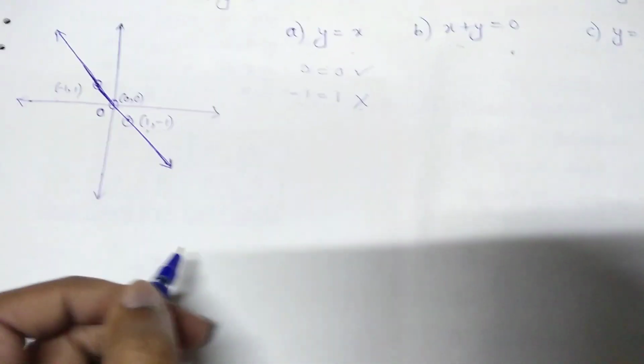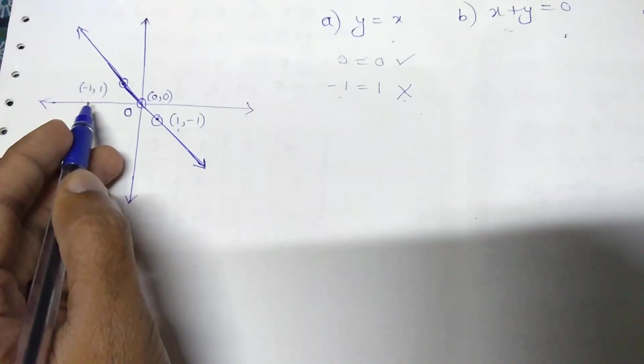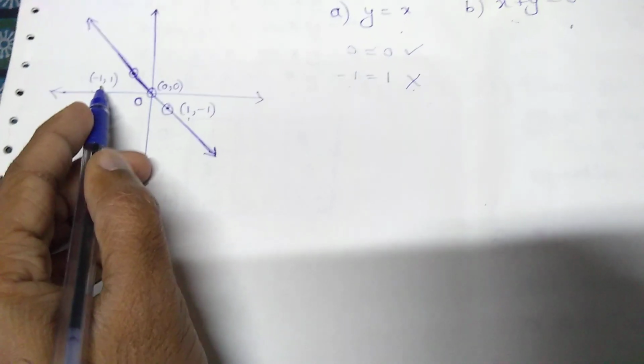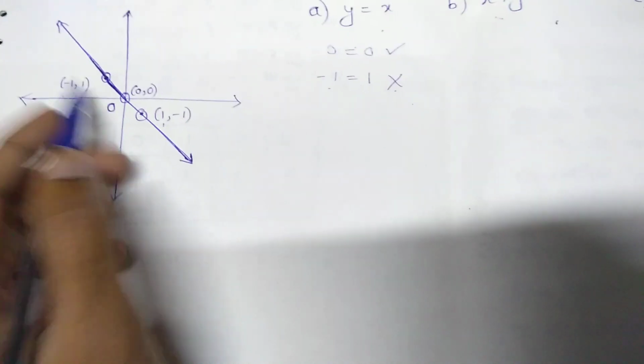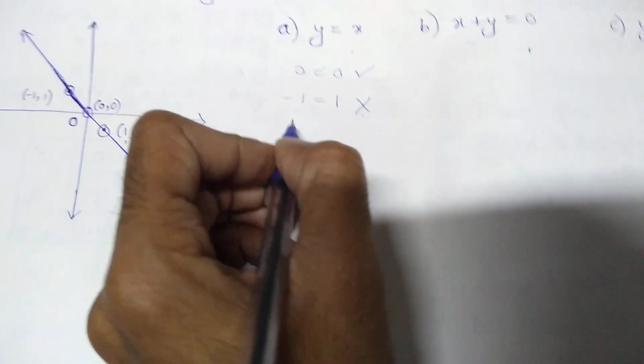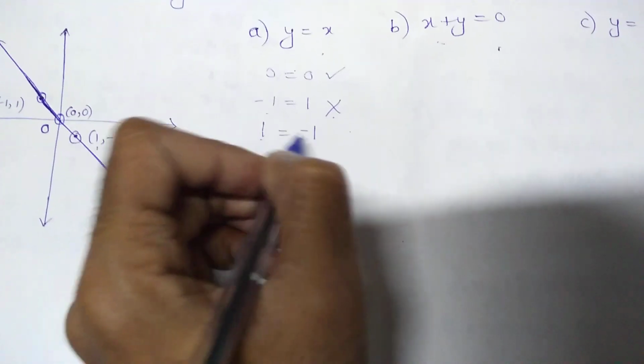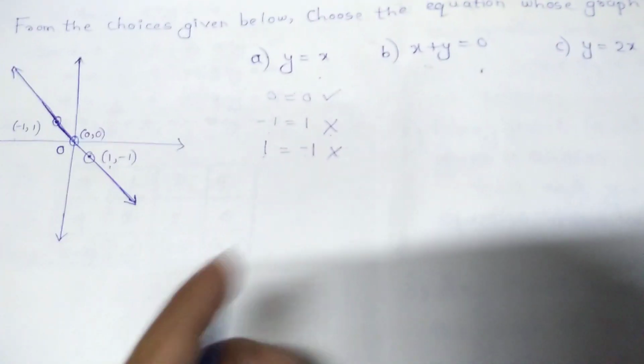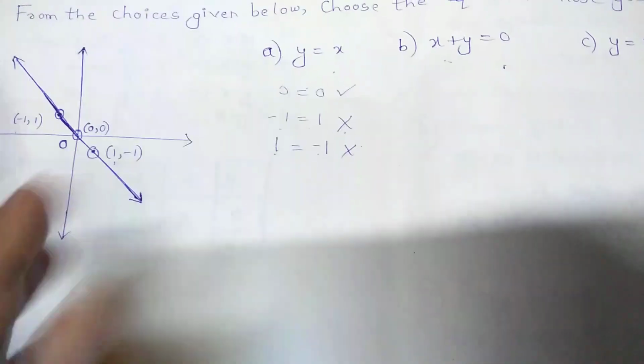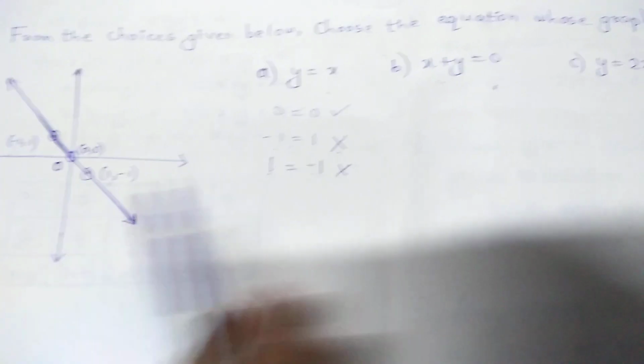No, right? Then after that (-1, 1), that is, in the place of x you have to write -1, and in the place of y you have to write +1. So is 1 equal to -1? No, right? So this is not the equation of this particular graph. Similarly, I have to check for B, C and D.